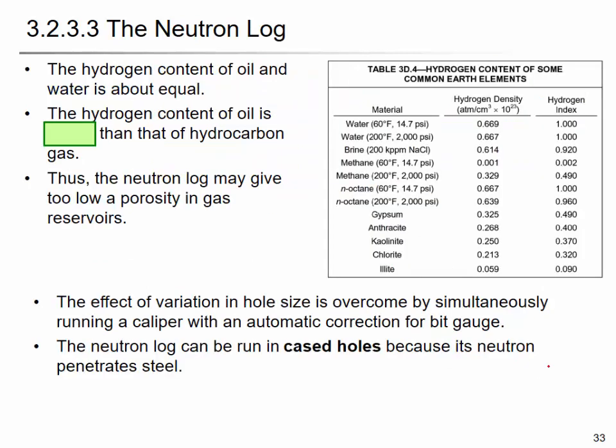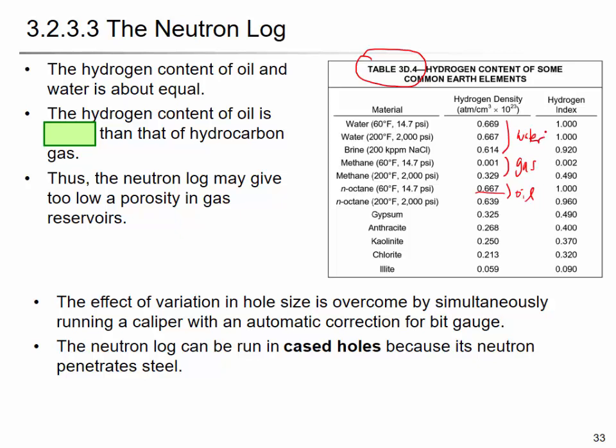Okay, so the hydrogen content of the oil and water is about equal. You can look at this table here, and this table shows the hydrogen content of some common earth elements. The water hydrogen density is about 0.67, brine 0.61, and n-octane 0.67, right? So this is oil, and this is gas, and this is water, right?